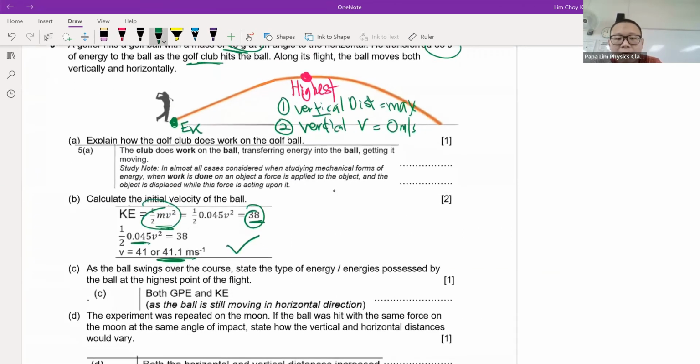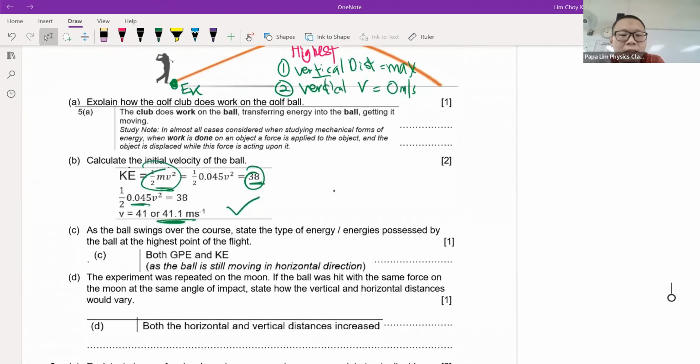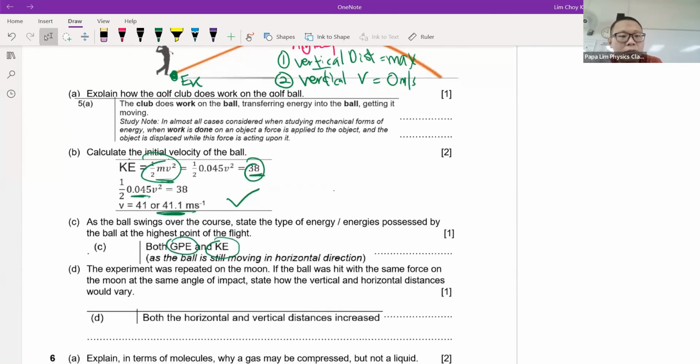As the ball moves out over the course, this one I would say is a very standard question for most of us. You'll find that the potential energy and the kinetic energy actually change. At the highest point, you will still have potential energy and you will still have kinetic energy. These are the energies possessed by the object, by height, and also because of motion, the ball is still moving, so there will definitely be kinetic energy.